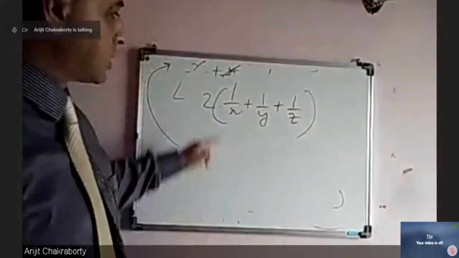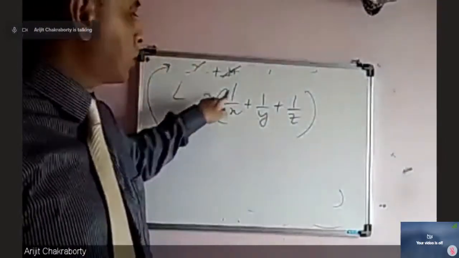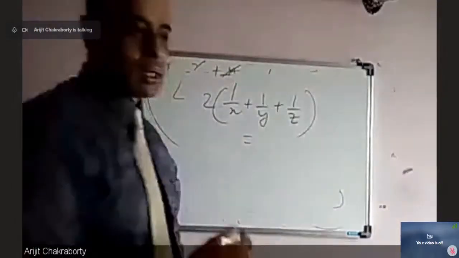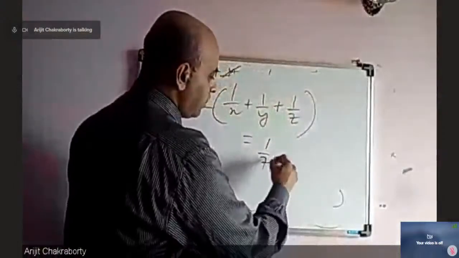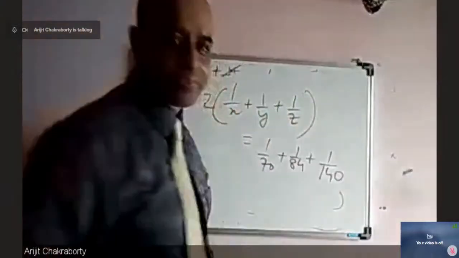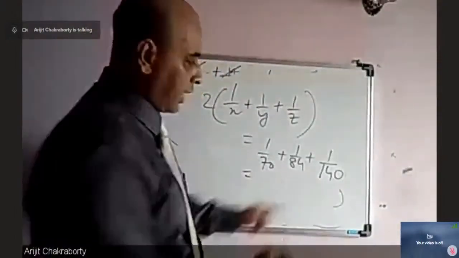What you will get is this. 2 into 1 by x plus 1 by y plus 1 by z will be equal to the right hand side. That is 1 by 70 plus 1 by 84 plus 1 by 140. Let us find out the right hand side.